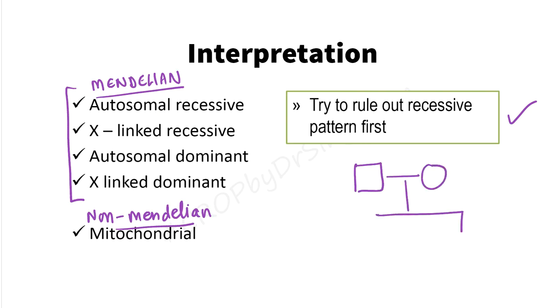Suppose I say that this is a recessive pedigree and this particular person is affected. This male is affected. Okay, he is having two abnormal alleles, so that is why he is affected. Where could the alleles have come from? They should have come from the parents, but the parents are unaffected, meaning that the parents are carriers, right?